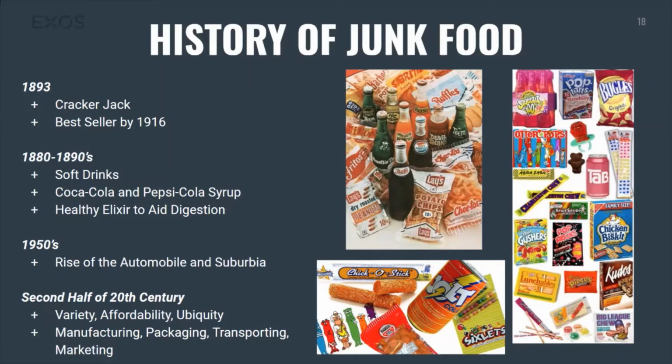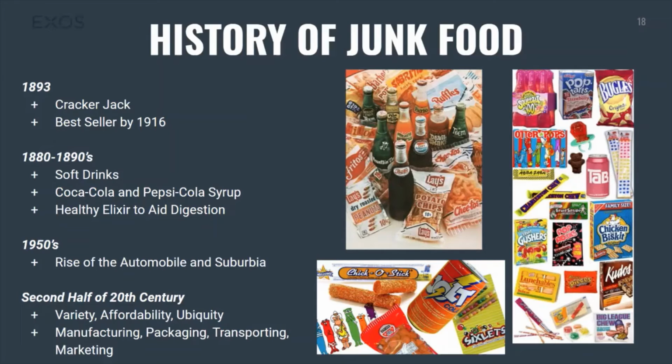And then the history of soft drinks goes all the way back to the 17th century in Europe, where carbonated water was first mixed with lemon juice and honey to try to make a bubbly, sweet concoction. And in America, the first batches of Coca-Cola and Pepsi-Cola syrup were mixed at pharmacy counters in the 1880s and 1890s, and those were sold as a refreshing, healthy elixir to help with digestion.